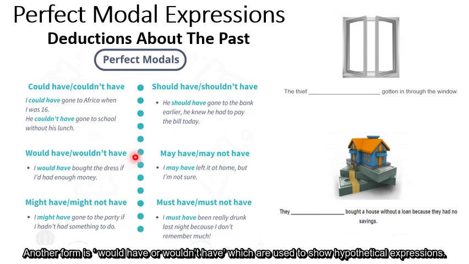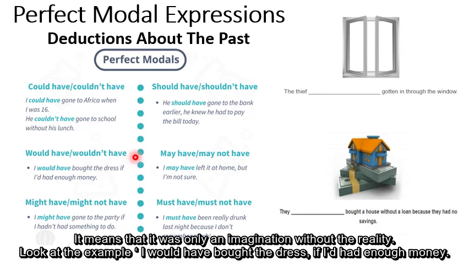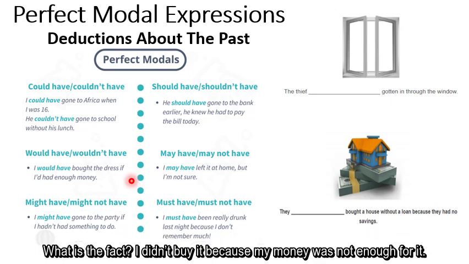Another form is would have or wouldn't have, which are used to show hypothetical expressions. It means that it was only an imagination without the reality. Look at the example. I would have bought the dress if I'd had enough money. What is the fact? I didn't buy it because my money was not enough for it.